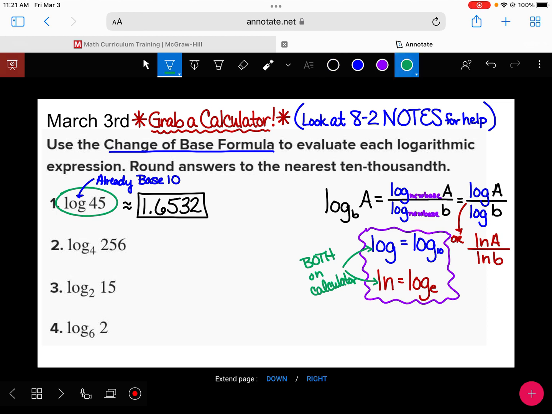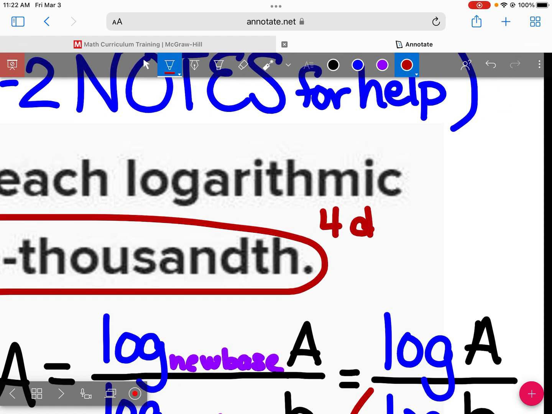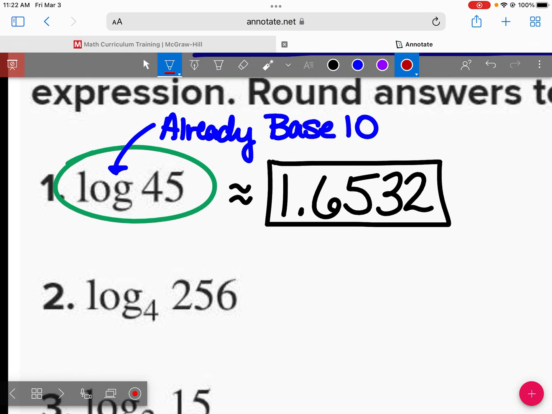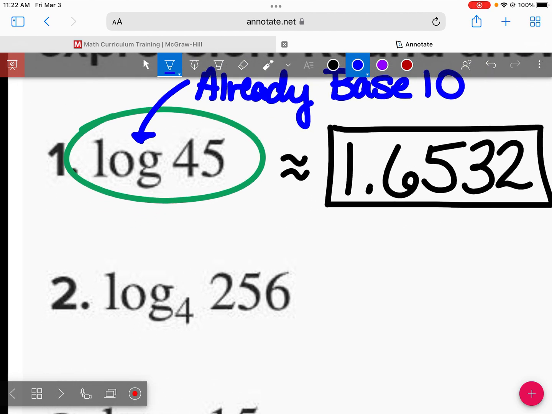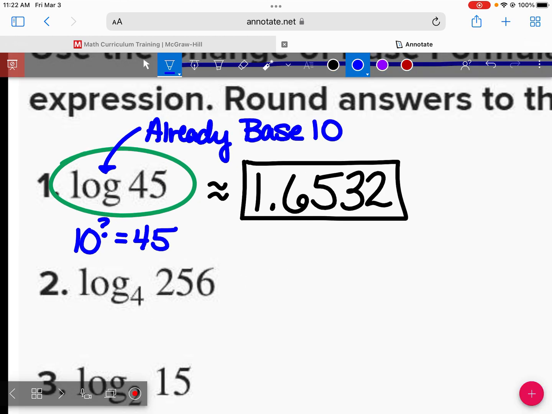Why go out to 4 decimal places? Yes, nearest 10,000th is telling me 4 decimal places. Just as a reminder, anytime we see log, what we're trying to find over here is the exponent. So this is saying 10 to what power gives me 45? 10 to 1.65. If I do that in my calculator, I'd get something really close to 45.